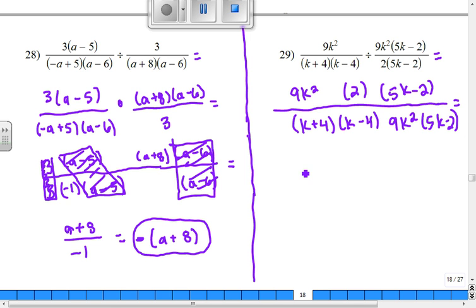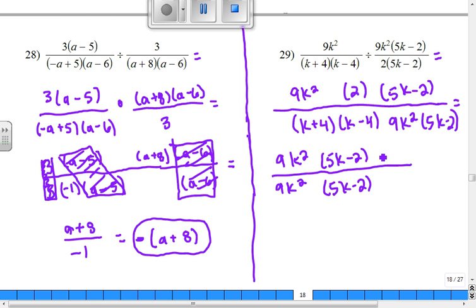Okay, so now I need to line up things that are alike. So on the top, I have a 9k squared. And I also have a 9k squared on the bottom. So I'm going to line those up. On the top, I have a 5k minus 2. And on the bottom, I have a 5k minus 2. On the top, I also have a 2. I don't have anything to line it up with. Let's see what's left on the bottom. I have k plus 4 times k minus 4.